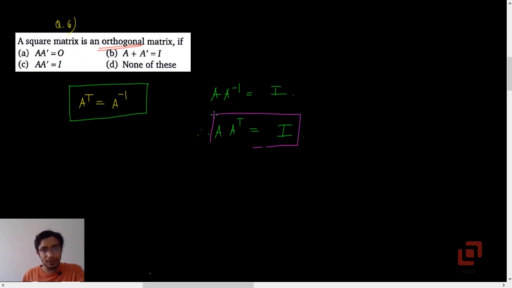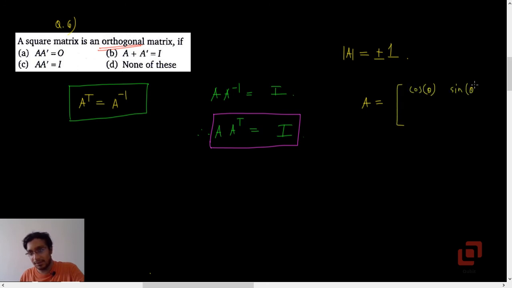Now you can actually prove, it's not very difficult to prove, that if the square matrix is orthogonal, then the determinant of A is either plus 1 or minus 1. And I will give you an example of an orthogonal matrix.